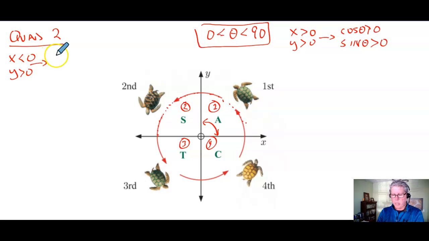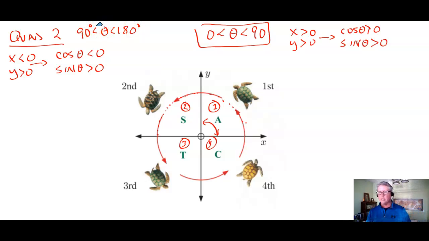What we want is the cosine of theta is less than 0, and the sine of theta is greater than 0. And quadrant 2 is defined as 90 less than theta less than 180. And I'm using degrees because we feel comfortable with degrees. I'm sorry, I should say pi over 2 less than theta less than pi. That's another way to say it.